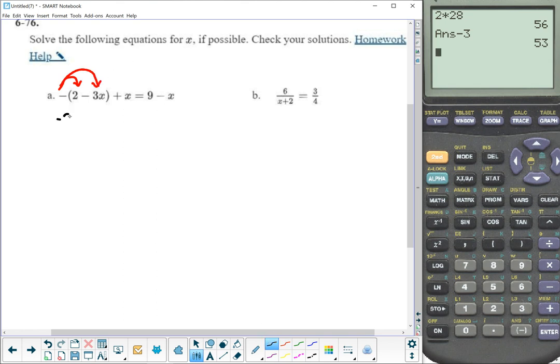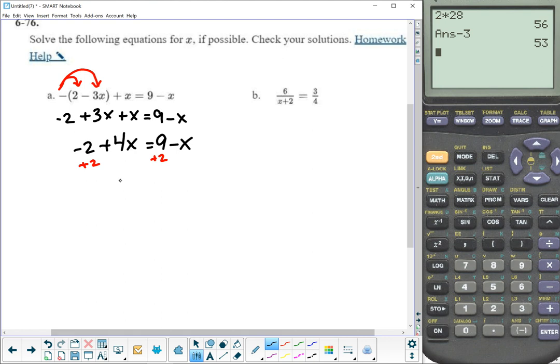So this will give me negative 2 plus 3X plus X equals 9 minus X. Okay. So I'm going to go ahead and combine what's the same, which is on the same side, which is going to be the 3X and the X, so which will make 4X. So this will come out to be positive 4X, and I still have a negative 2 equals 9 minus X. Okay, next I'm going to go ahead and add 2 to both sides.